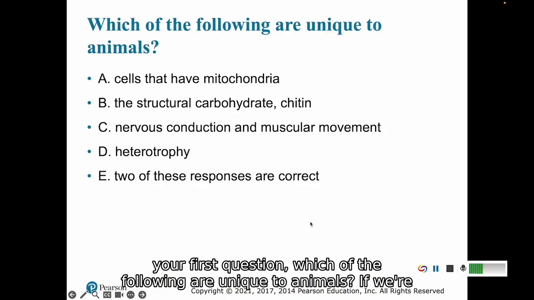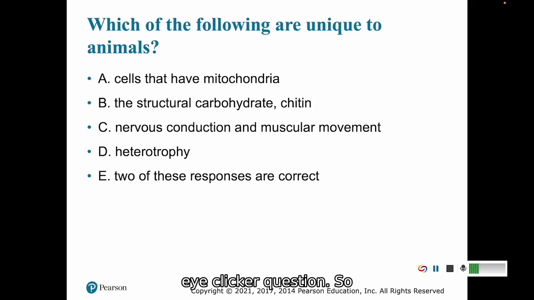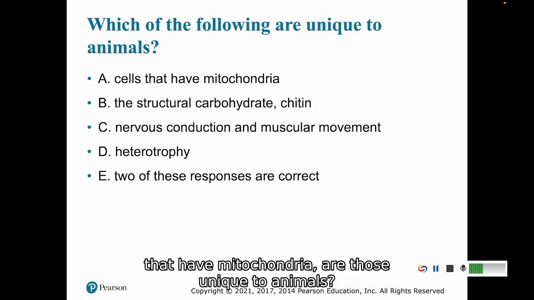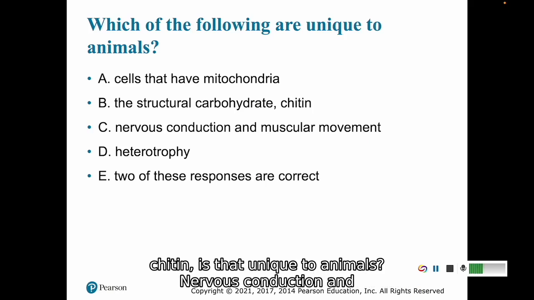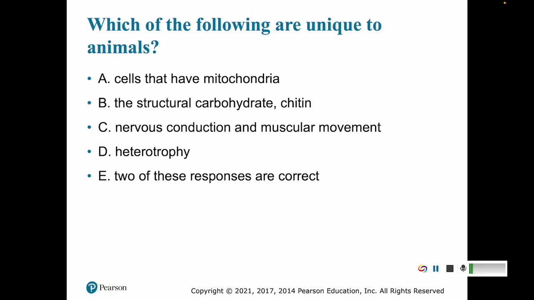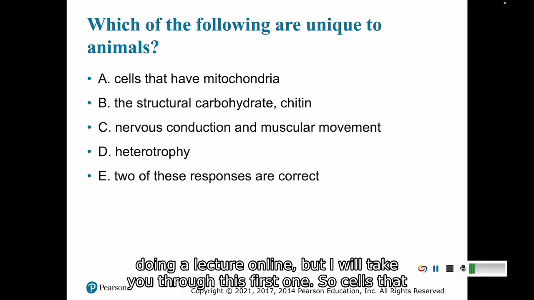So then your first question, which of the following are unique to animals? If we were in class, I would be giving you this question as an iClicker question. So you've missed that class today, but you still get to answer the question. Cells that have mitochondria, are those unique to animals? The structural carbohydrate chitin, is that unique to animals? Nervous conduction and muscular movement, is that unique to animals? Heterotrophy, or more than one of these responses are correct. Normally I'm going to leave it to you to figure out your answers when we're doing a lecture online, but I will take you through this first one.